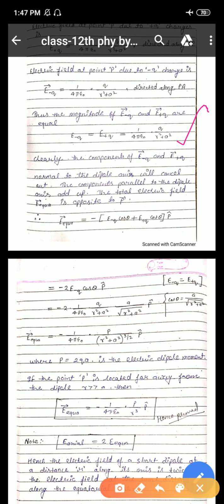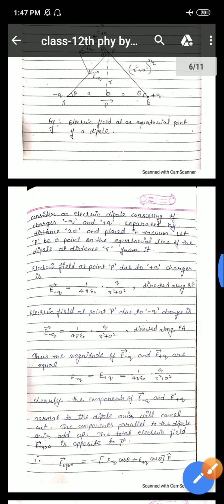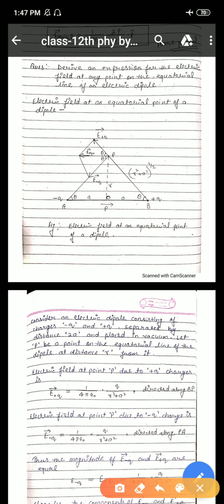Now again see in this diagram. Suppose this one is the vector. The vector is resolved into two components, a horizontal component and a vertical component. This one is the horizontal component and this one is the vertical component of this vector. One minute.